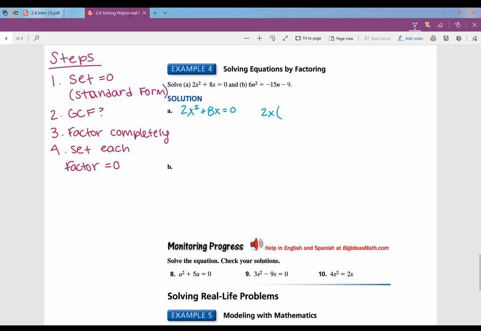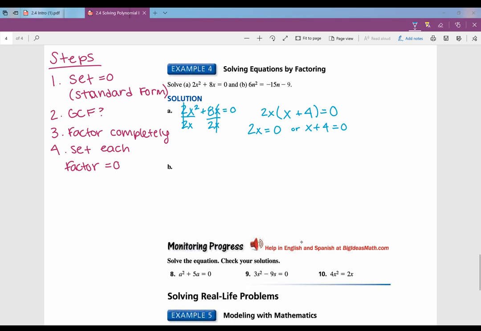So if we're pulling out 2x, remember that means we're dividing by 2x. So our 2's cancel out. X squared divided by x is going to be x. 8 divided by 2 is 4, and our x's cancel out. So we're left with 2x times x plus 4 equals 0. So now we're going to set each of our factors equal to 0, because we've factored it completely by pulling out our GCF. So 2x equals 0, and x plus 4 equals 0.